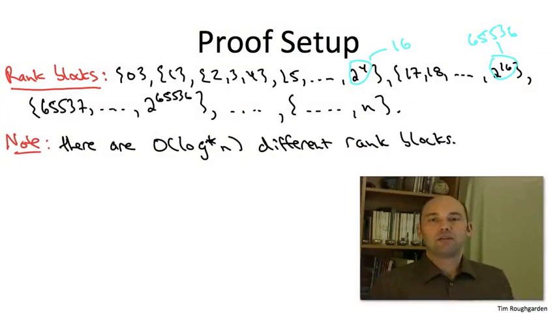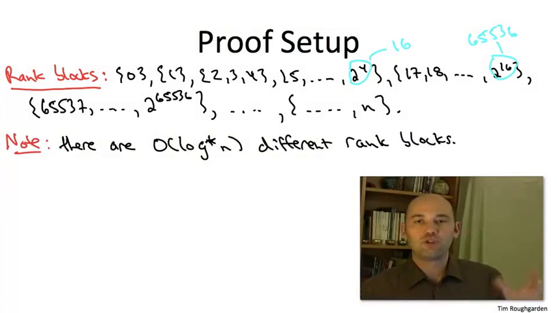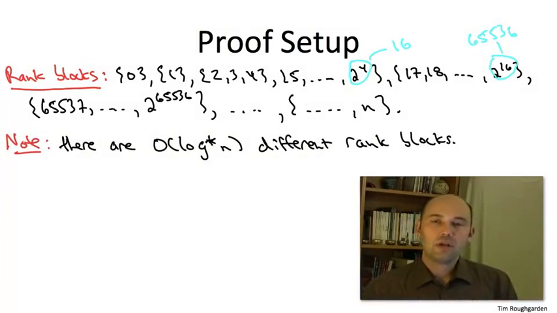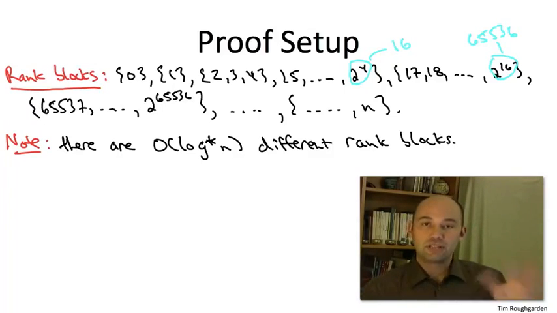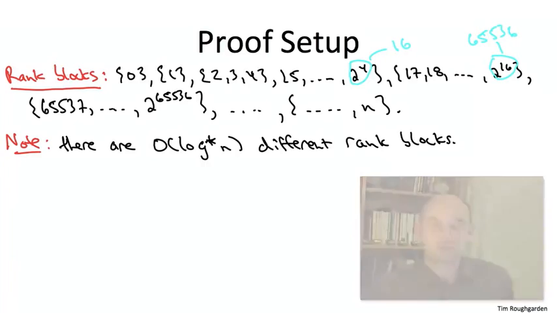So how many rank blocks are there? Well, focus just on the largest member of each of the rank blocks. The largest member of a given rank block is 2 raised to the largest member of the previous rank block. So for the tth rank block, roughly what you have as its largest entry is 2 to the 2 to the 2 raised t times. How many times you need to do that before you get n? By definition, you need log star of n. So that's how many rank blocks there are. That's where log star n enters the analysis.